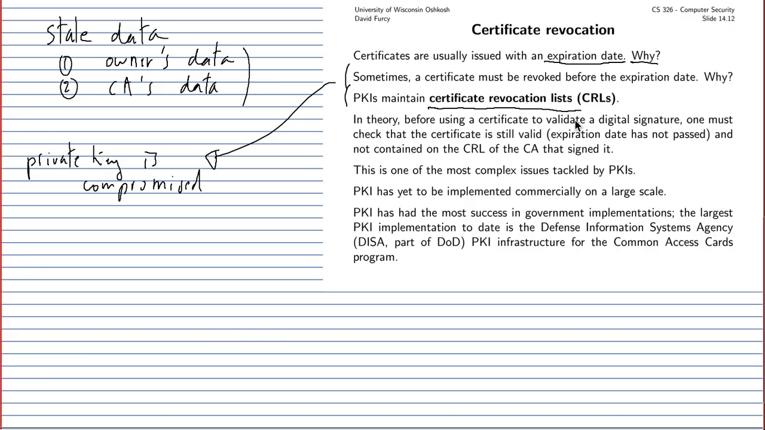So the CAs, once they decide to revoke a certificate, should maintain a list of revocations. And in theory, when your browser is checking the validity of a certificate, it should not only check that it was signed by a trusted CA, but it should also check that the certificate is not on the revocation list of that CA. So in general, this is a very time-consuming and very complicated process. And this is one of the reasons why this idea of a PKI has not been fully implemented yet.